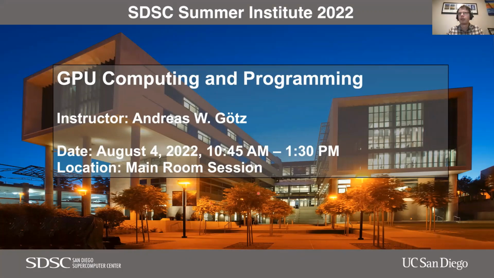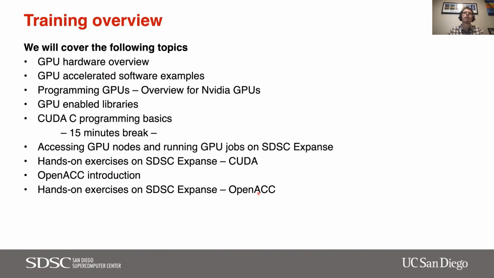Here, looking at the topics that we're going to cover, starting with a little bit about hardware overview, background, just a few accelerated software examples based on the codes that I've been developing. And then I will go into programming GPUs, focusing on NVIDIA GPUs. Those are the GPUs that we have here in Expanse at the San Diego Supercomputer Center. I'll talk about GPU-enabled libraries and give you a brief introduction to CUDA programming basics. In these slides, I have much more material than I'm going to be able to go through with you, but I decided to leave this in so you have this as a reference.